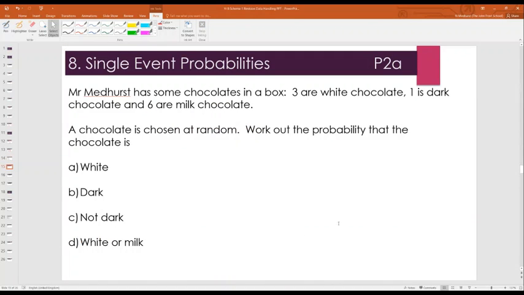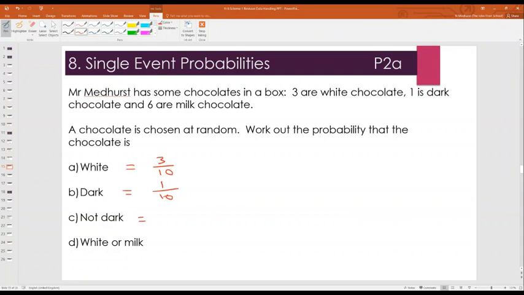Okay, moving on then. So probability. I've got some chocolates in a box. Okay, 3 are white, 1 is dark, and 6 are milk. Chocolate is chosen at random. Work out the probability that the chocolate is white. So first of all, okay, there are 3 white chocolates, and there are 10 chocolates in total. So that's 3 out of 10. Simple. Okay, dark chocolate. Well, there's only 1 dark chocolate, and there's still 10 chocolates in total, so that's 1 out of 10.